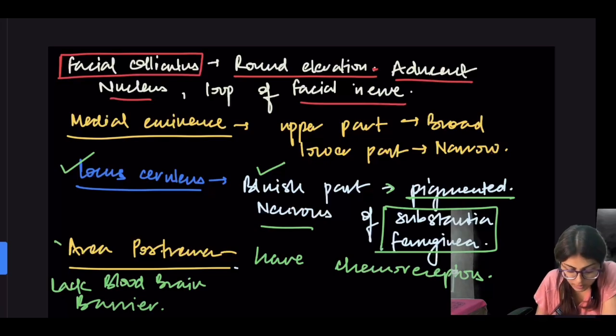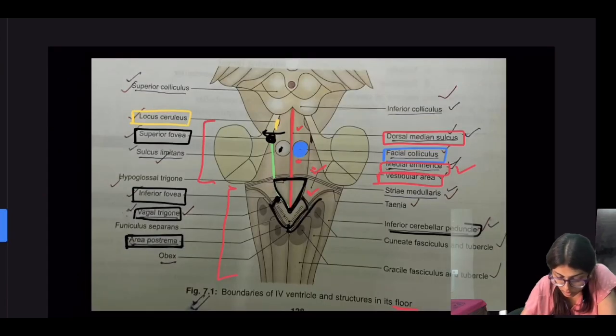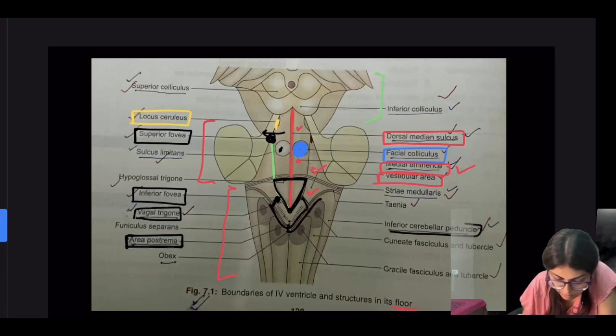This also lacks the blood-brain barrier. So we did discuss all the points of the features of the floor. The upper part is the midbrain part, which has the superior colliculus and the inferior colliculus. This is a part of the midbrain. We will discuss this in the midbrain. So these are all the features of the floor.